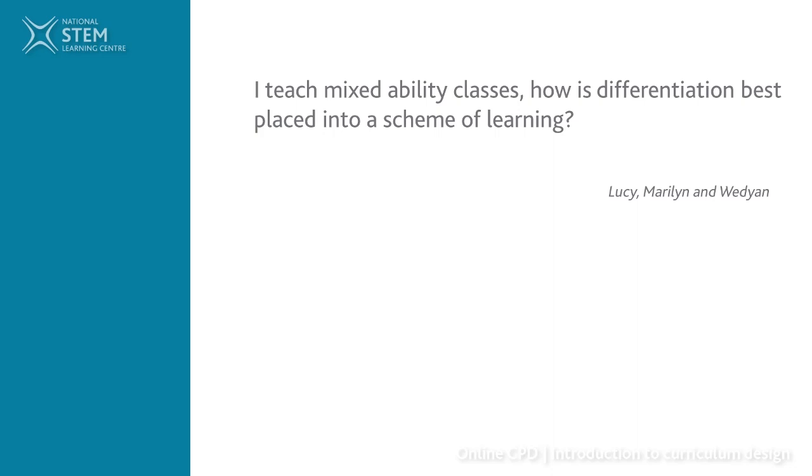Next, we've had a question from Lucy, Marilyn and Wedian, which is an interesting one, which is about differentiation. Differentiation is challenging for teachers at the best of times, even within groups that are split by ability or attainment, and certainly mixed ability groups can be quite challenging. Within a scheme of learning, having tasks and outcomes to make sure that the most able learners can proceed, as well as more scaffolded activities where students might struggle with concepts, is incredibly useful. It may be that there's a bank of suitable activities for each topic that can help teachers use their professional judgment about what to use to meet the outcomes for a lesson or a series of lessons.